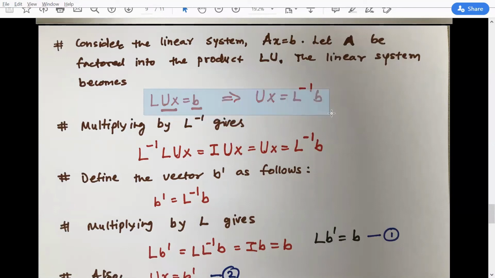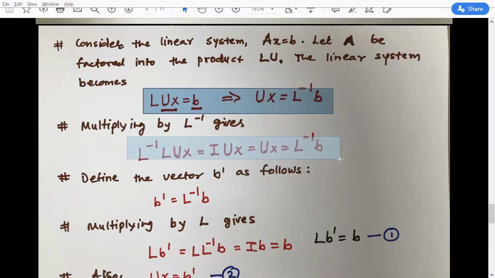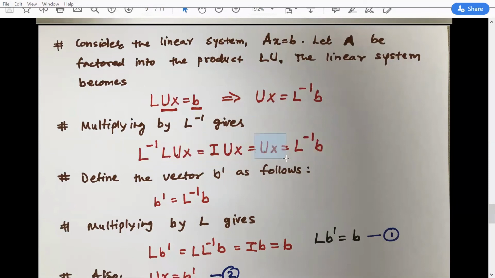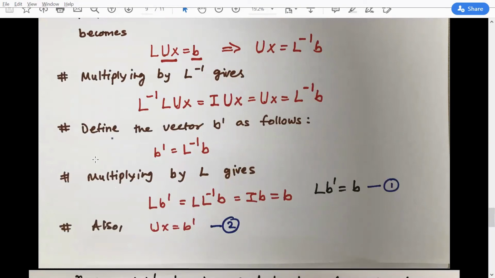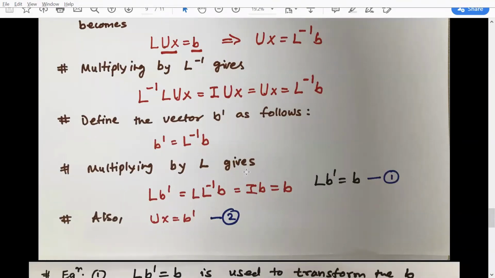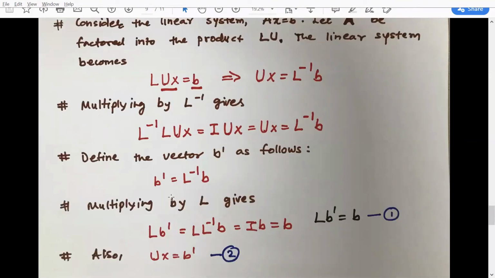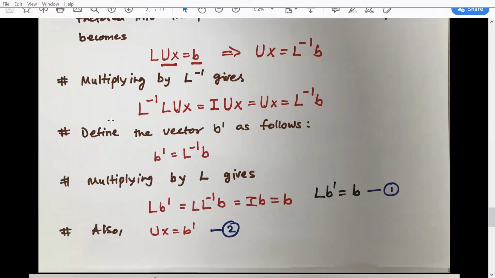A simple operation, just getting L inverse B from this. Multiplying by L inverse gives you IUX, which is left unchanged as UX. UX gives you L inverse B. So we are naming L inverse B as B dash, and multiplying by L. All of you please observe this formula. This is a simple operation we are doing. If anyone has a doubt, just let me know.